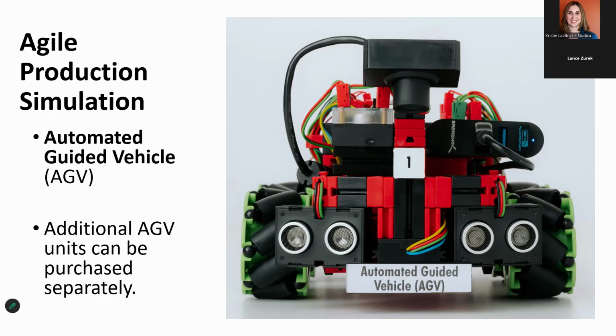Now, while each APS factory will ship with one of these automated guided vehicles included, if you did wish to add an additional AGV to your factory floor, it can be purchased separately, and of course, we'll talk about that towards the end.